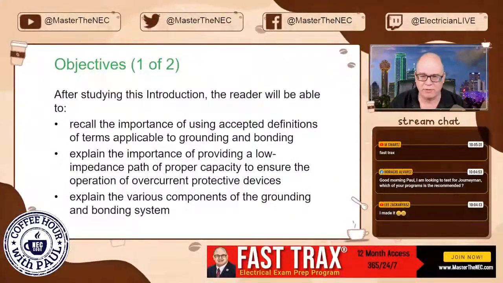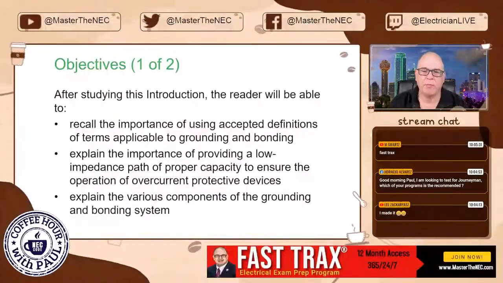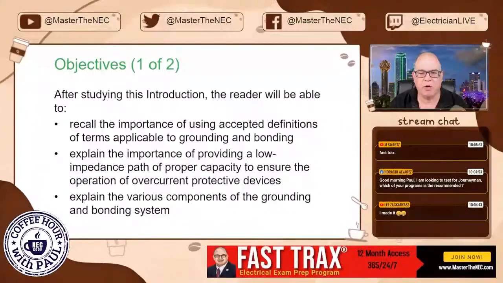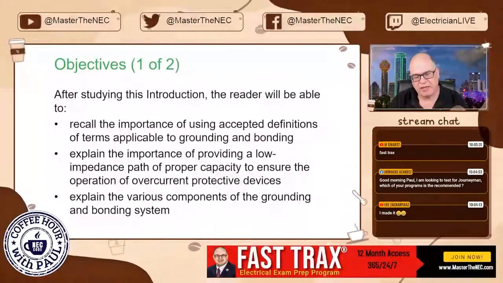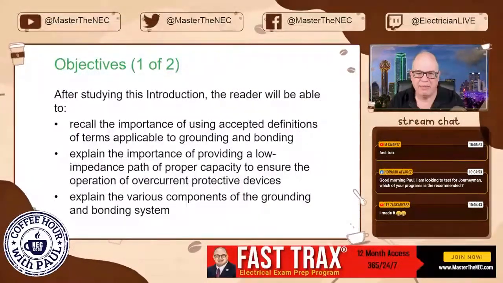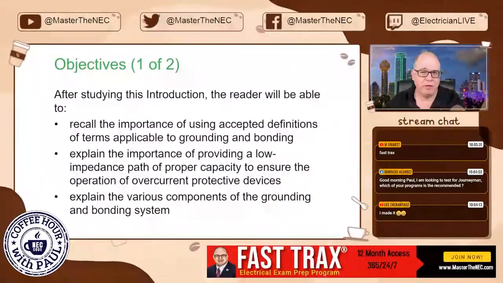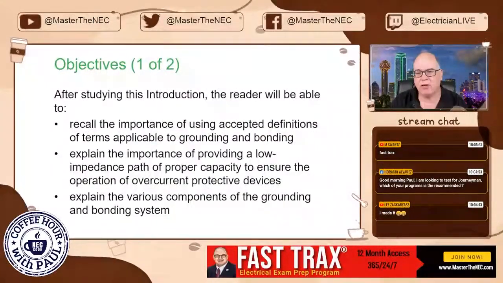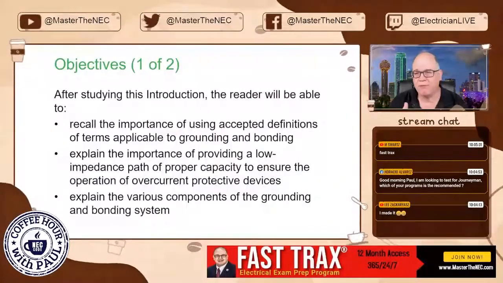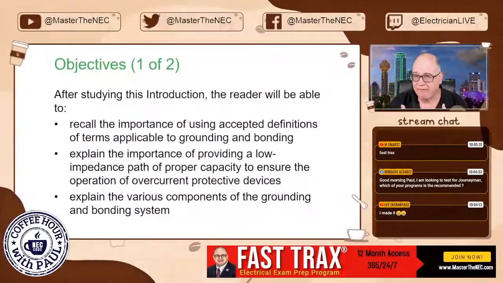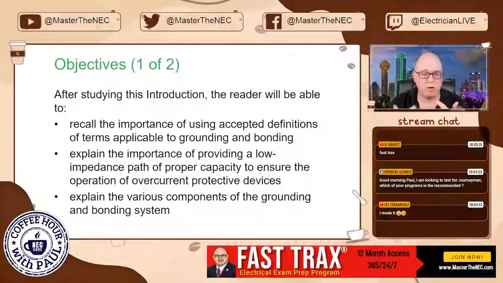So the key ones we're going to cover. We're going to explain the importance of providing a low impedance path of proper capacity to ensure the operation of the overcurrent protective device. It's important to remember that you have an intentionally constructed low impedance path for ground fault current, and then you also have ground fault current paths. They're distinctly different, because a low impedance path is something that you, as the electrician, have to construct. You have to make sure that everything is done right to achieve that low impedance path, right? So we're going to talk about that.